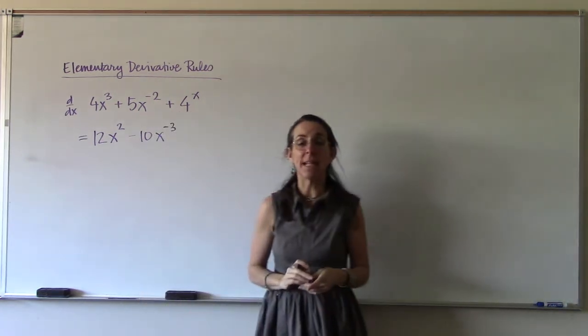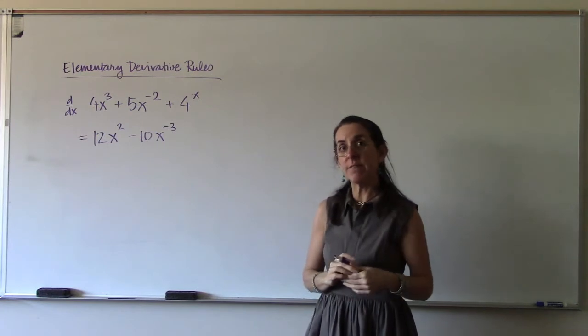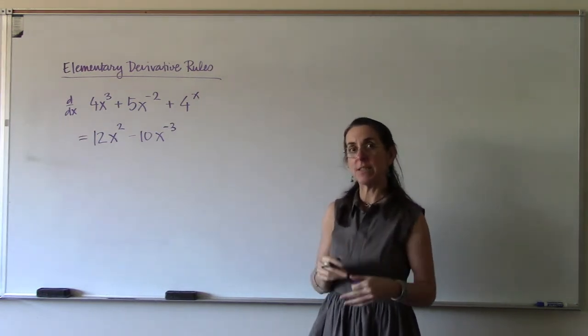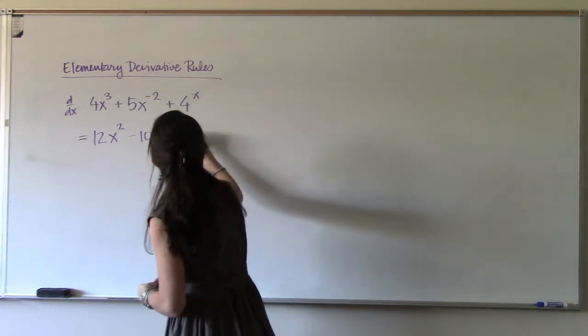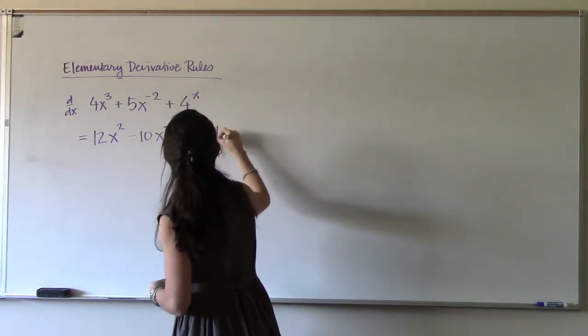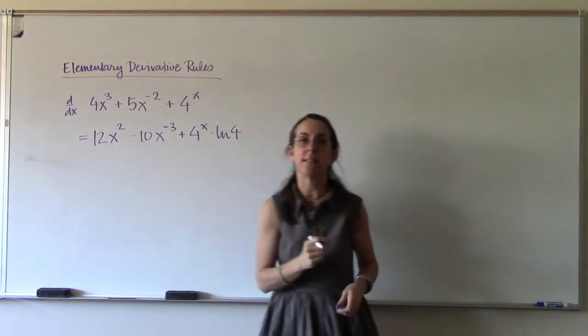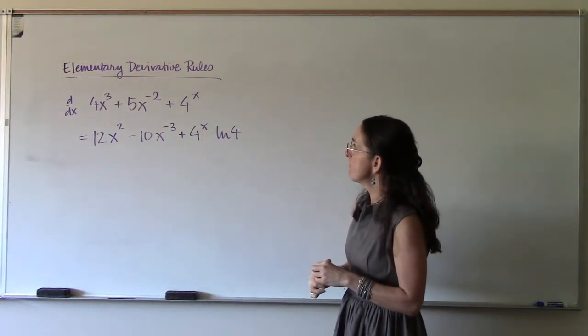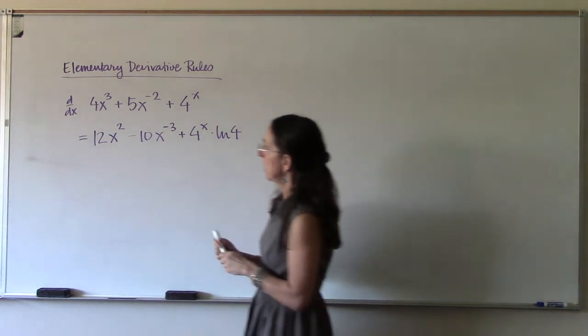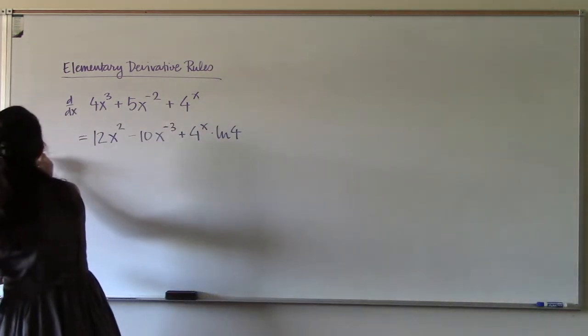And then the exponential on the end, the derivative of an exponential is the exponential times the log of the base. So this thing on the end here is going to be 4 to the x times the log of 4, and that is the derivative. Let's do one more example.